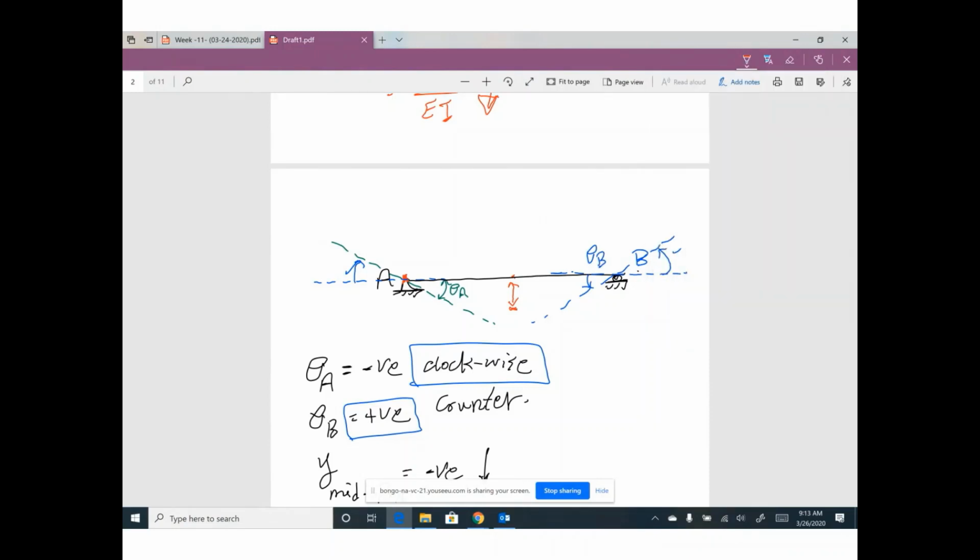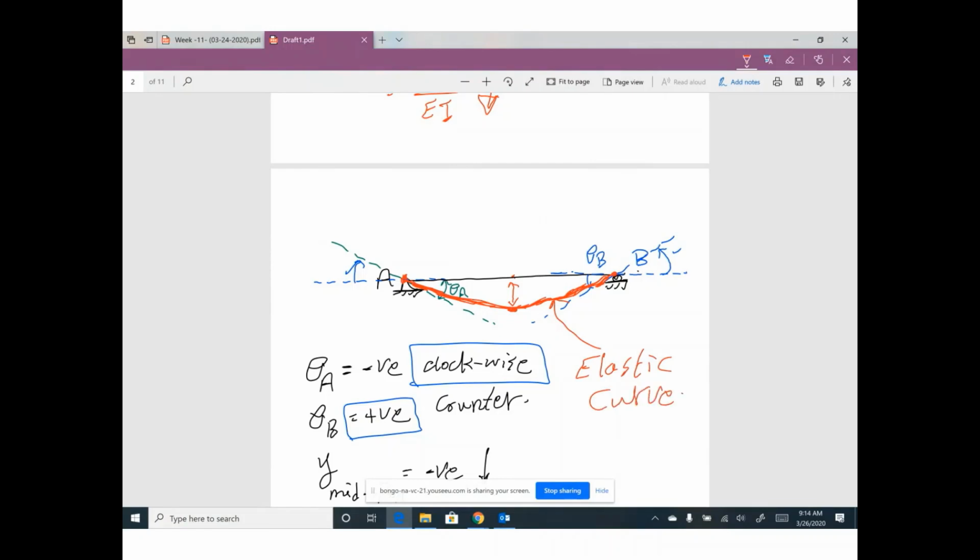Finally, can you draw a curve connecting between this point and this point and this point, and tangent to this line and this line? Yes, your final curve will be like this. This curve is called the elastic curve.